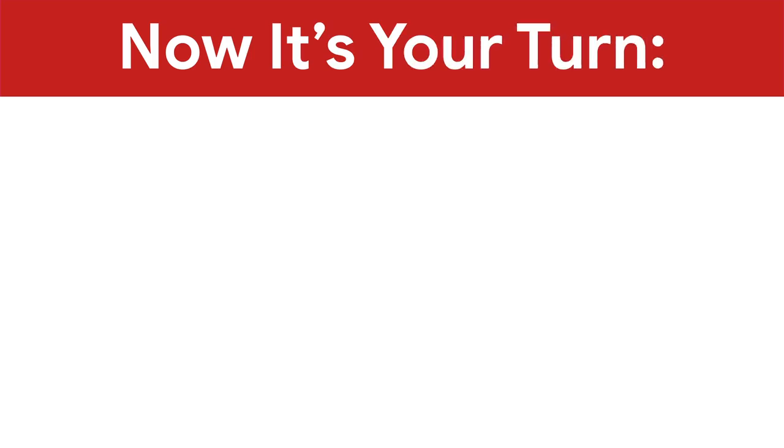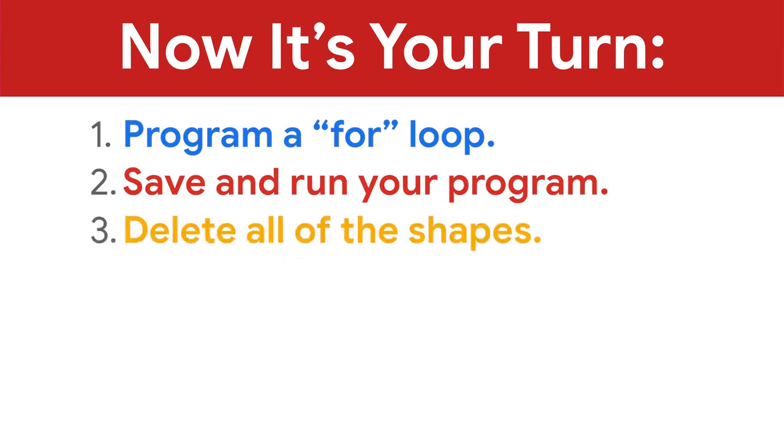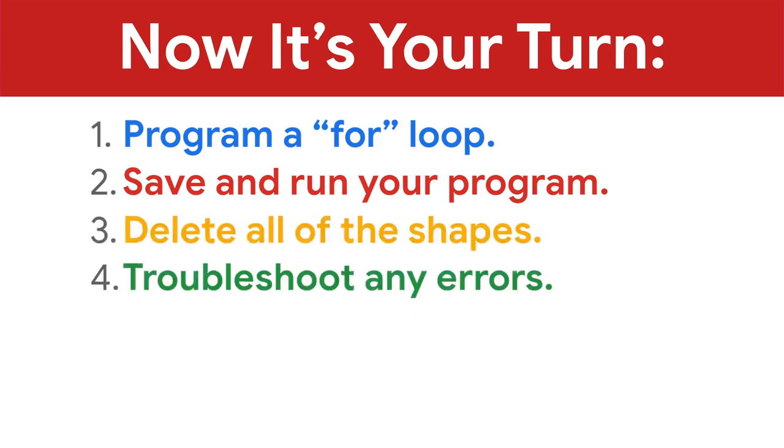Now it's your turn. Program a for loop. Save and run your program. Delete all of the shapes, troubleshoot any errors, and move on to the next video to code your second loop.